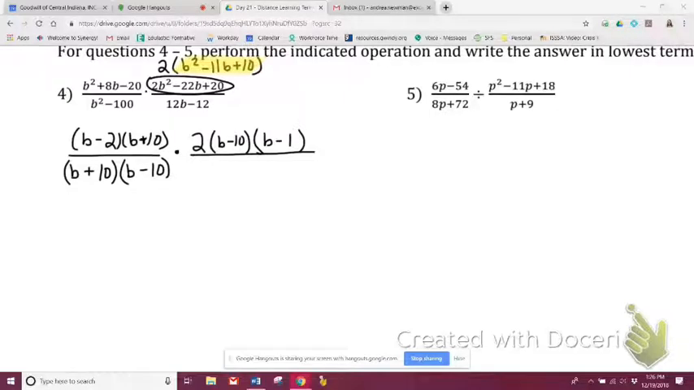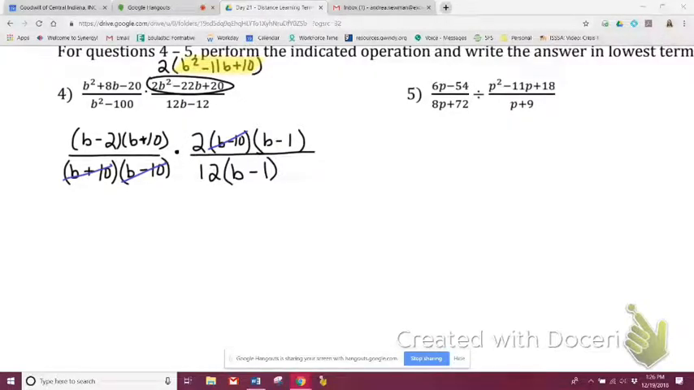For the denominator, 12b minus 12. First thing you're looking for, is there a greatest common factor? So you're going to factor out a 12, which leaves you with b minus 1. And now we want to go through and simplify everything that we can. So give me one pair of parentheses that I can cancel. B minus 10s cancel.